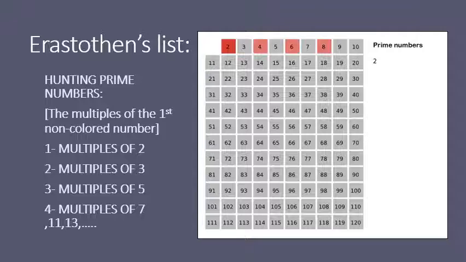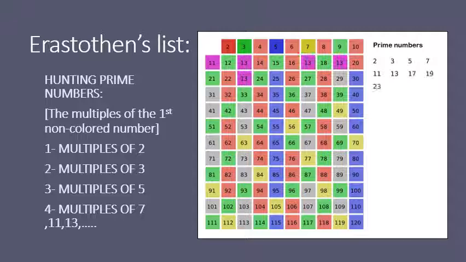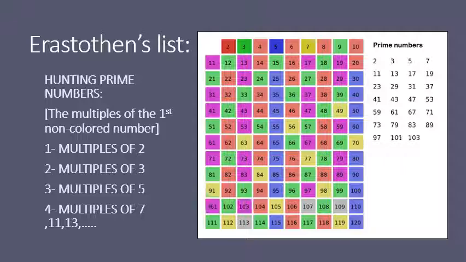Here we have something called Eratosthenes list. It is a game that we can play for hunting prime numbers. What we have to do is to choose the first number and cross out its multiples. First of all, we cross out the multiples of 2, then we color number 3, and we cross out the multiples of 3, and so on, until we get all the prime numbers that we have in our list, which are mentioned to the right of the screen.